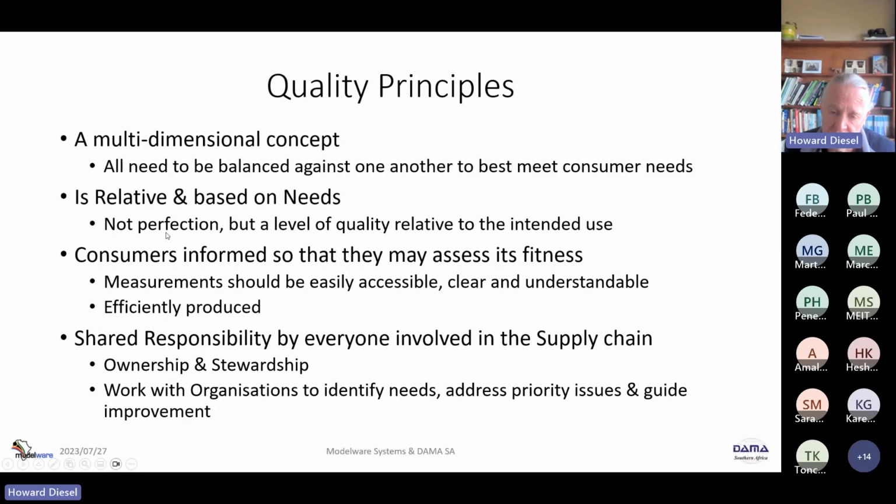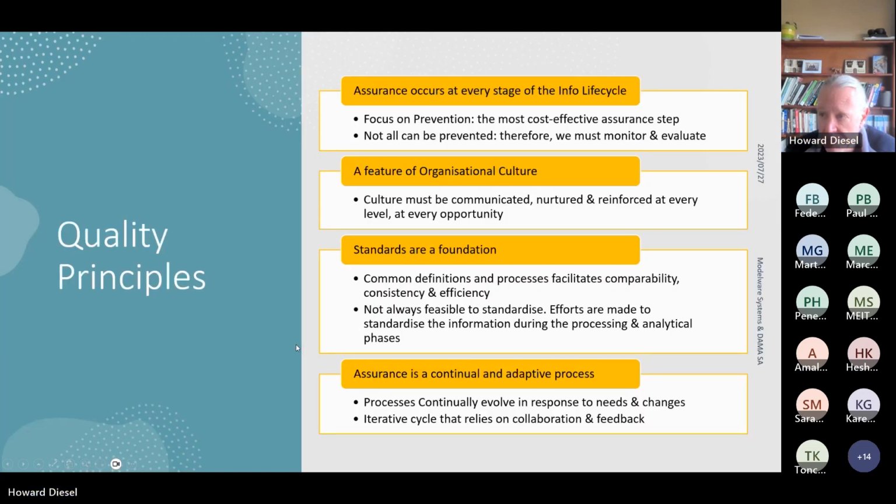They're not looking for perfection. Okay, so this is our problem. If they look for perfection, then they probably wouldn't get any data, and they wouldn't be able to present some of the graphs. Consumers are informed so that they may assess its fitness. So every single piece of data or interpretation that they build, they will have a quality review on it. And then again, it's about shared responsibility. Everybody in the organization, ownership, stewardship, those are the principles that they work by.